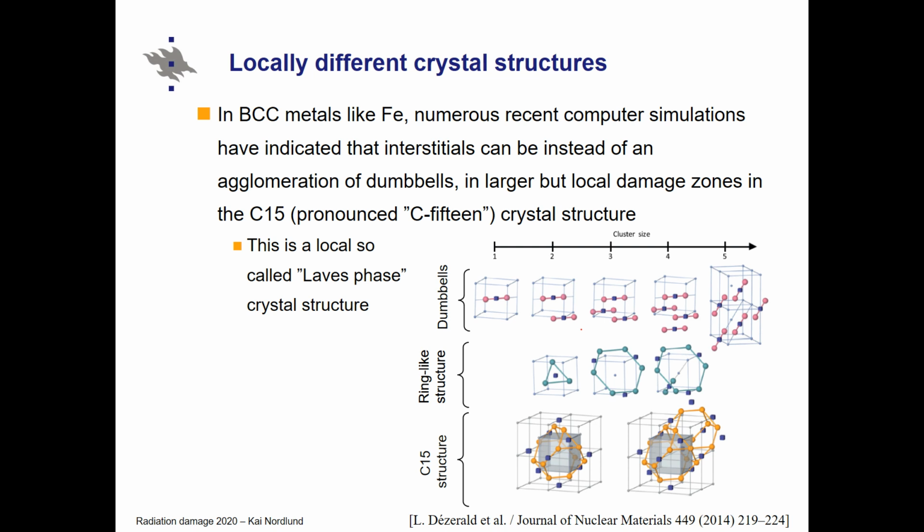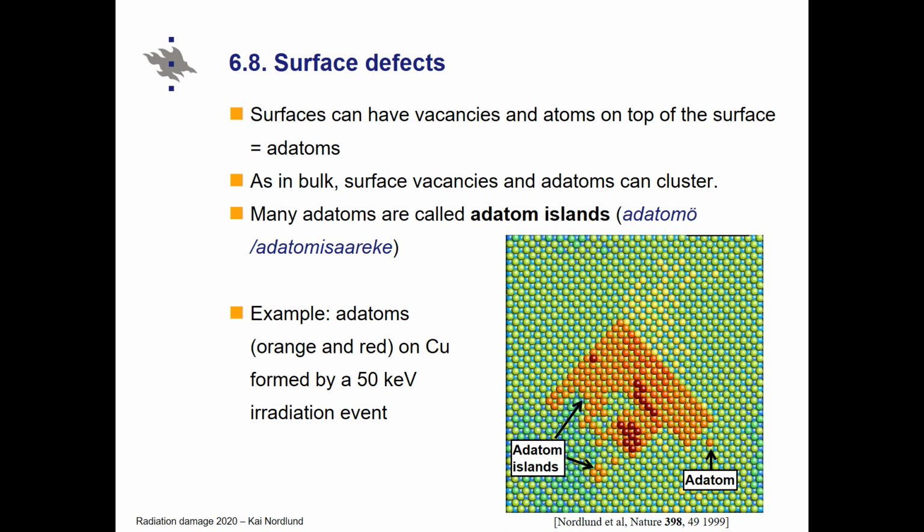So this is something which came as quite a surprise just during the last about 5 years, but now it already seems to be expected, and it seems that so-called black dot defects seen in experiments most likely are associated with this C15 Laves phase crystal structure. Okay, so that was briefly about volume defects when they are close to the point defect scale.